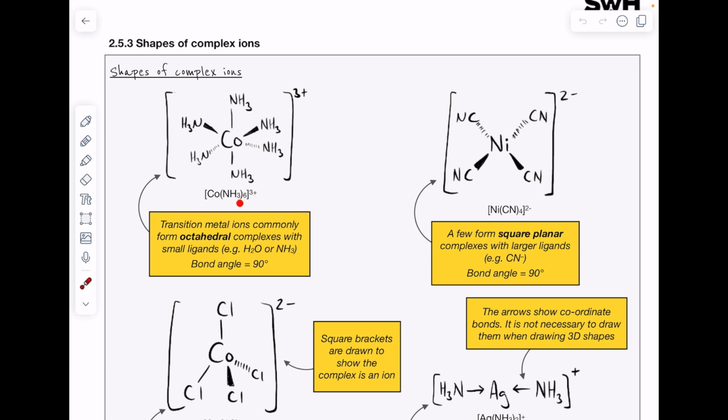So you can see the coordination number here is 6. We have the octahedral shape. Do make sure you draw square brackets and include the charge if a charge is present.